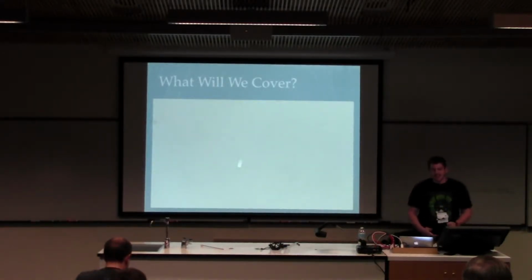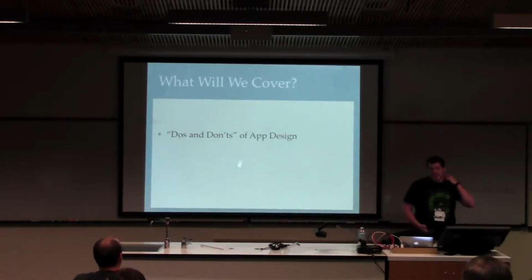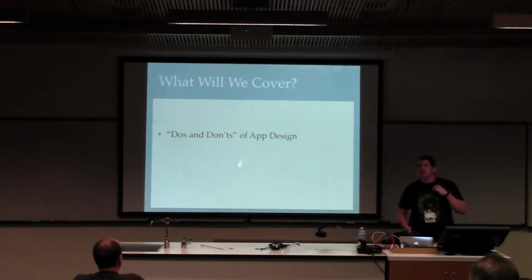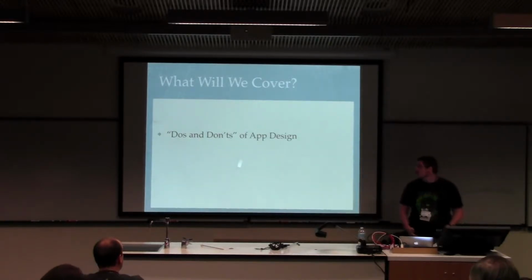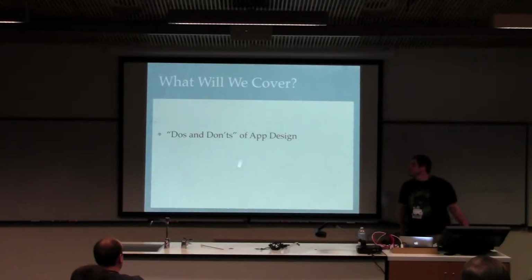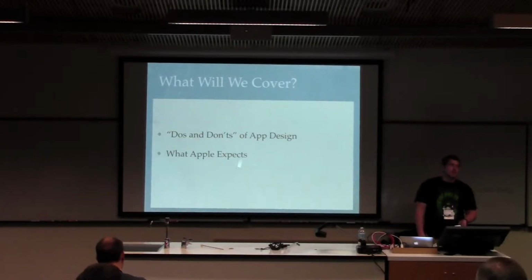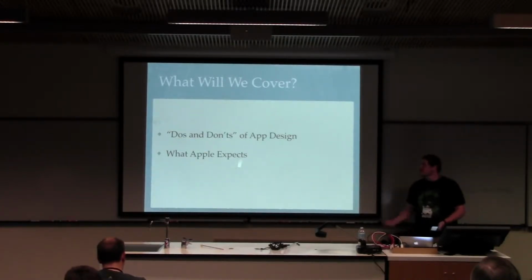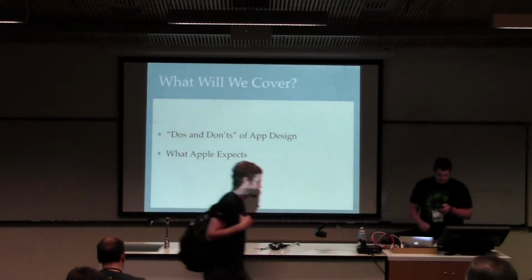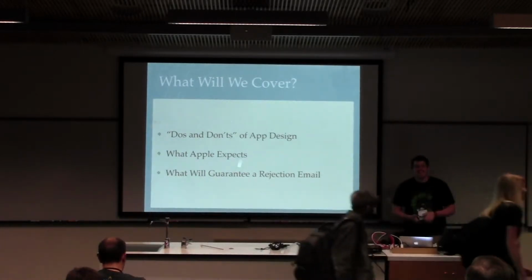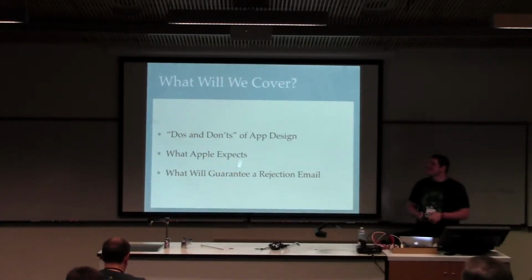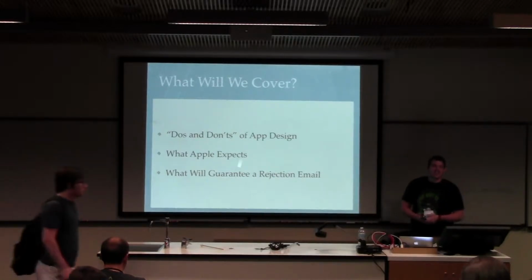What we're going to cover today, we're going to talk about the do's and don'ts of app design. Apple has a lot of rules about what they want their third-party apps to look like and how they want them to function. We're going to go over what they do want and what they don't want, to make it a little easier, and talk about what Apple expects. It's actually directly outlined in the human interface guidelines, so we'll be reviewing them. And we'll also go over what's going to guarantee a rejection email.